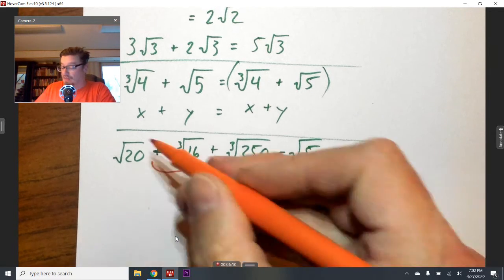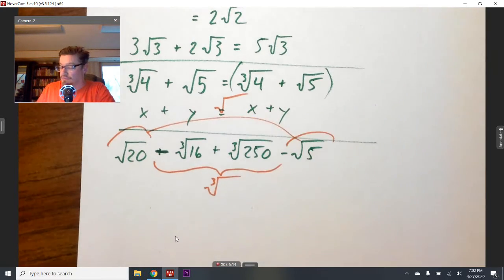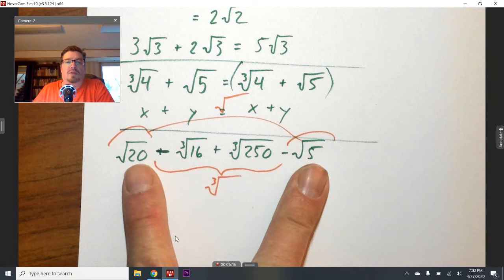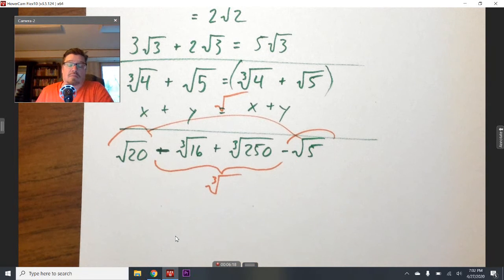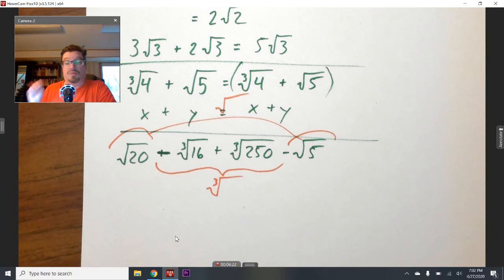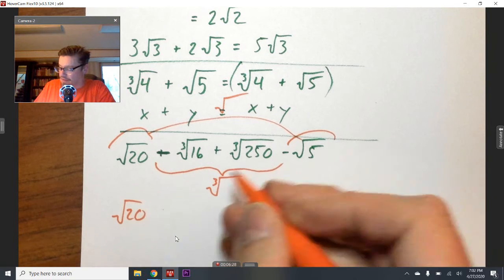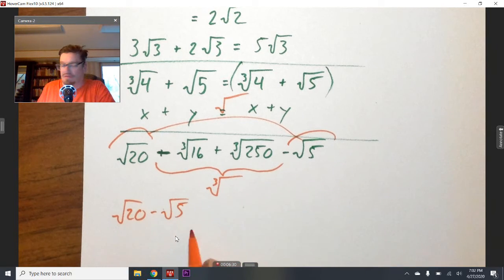Okay, and then these guys right here have an index of 2. These are the only two I'm going to be able to add together, if I can. Now, they have to have the same radicand. I'm going to focus on the smaller guys first. I'm going to group these together. That's minus 5. I'm going to take care of these two first.